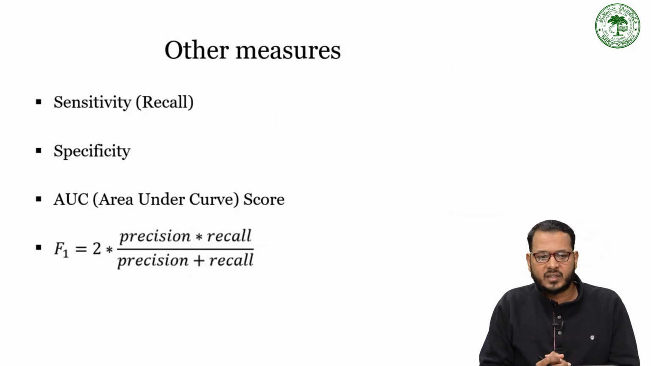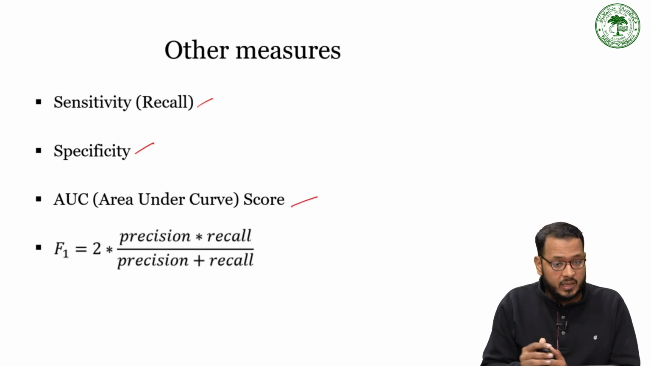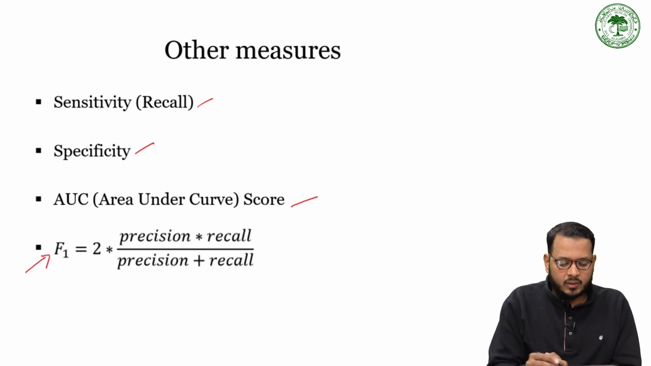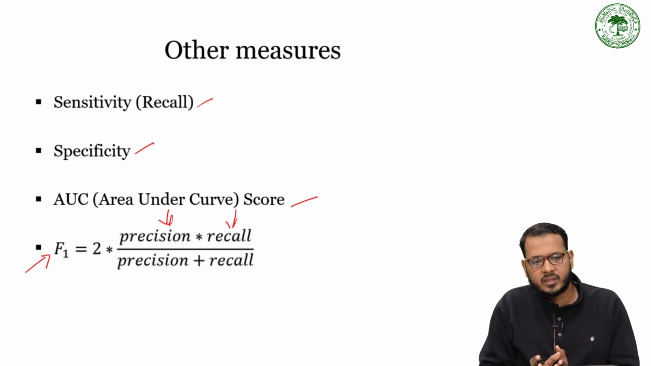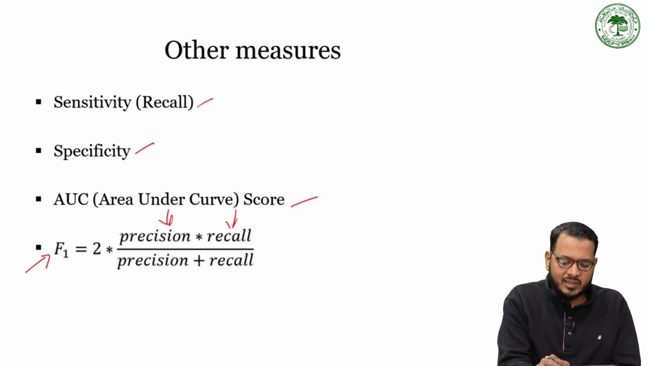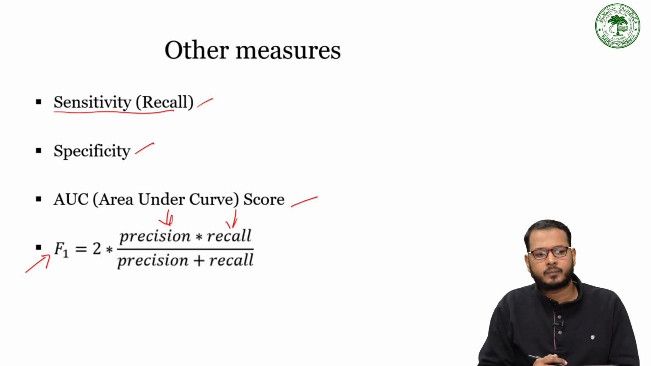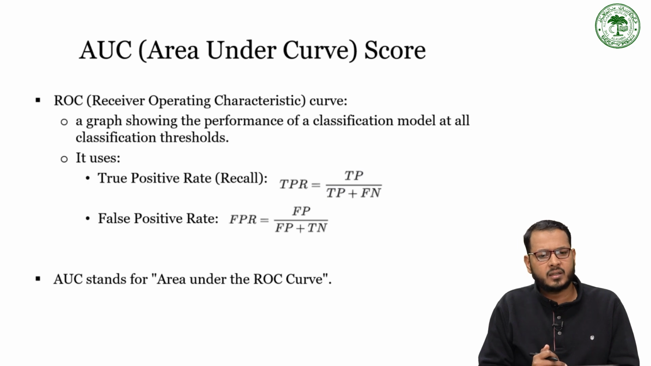There are other performance measures also. Most famous of them are sensitivity and specificity. The AUC score is a very commonly used metric, and then we also have the F1 score, which is the combination of precision and recall. So, these metrics are also used very commonly. By the way, sensitivity is the other name of the recall metric. Out of them, the area under curve score is used quite commonly.